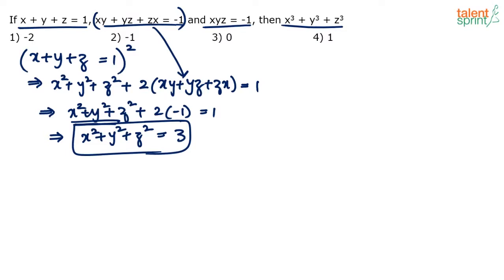Like we have already used one thing here, right? The expansion of x plus y plus z whole square. x plus y plus z the whole square. What will this be? It will be x squared plus y squared, or a plus b plus z the whole square, right?